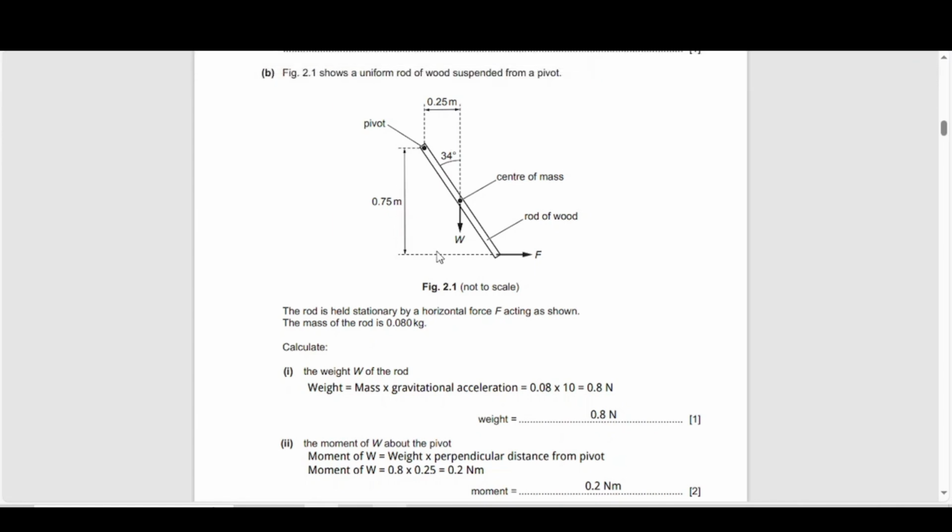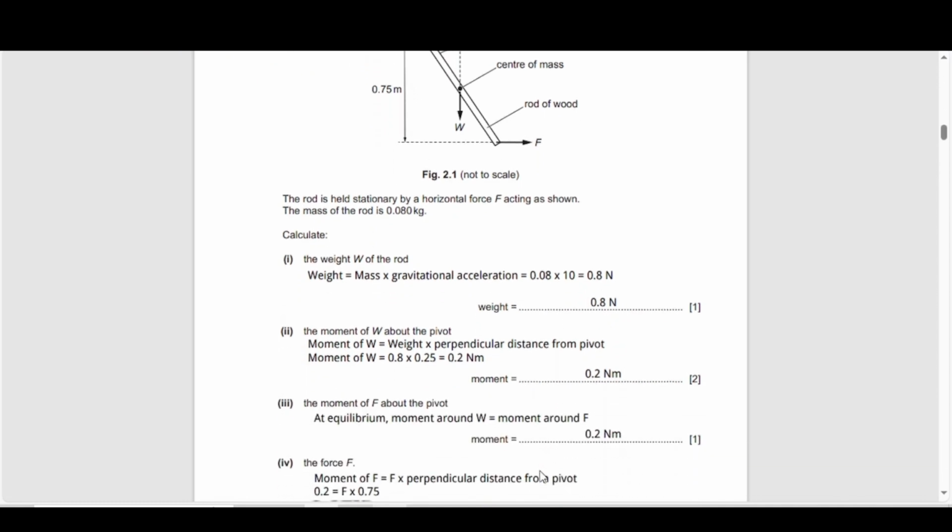But anyway, for the purpose of this question, we know the weight and we know the perpendicular distance from the pivot, so we need to know either one of the two, and we are given one of them. So that's going to be 0.8 multiplied by 0.25, which gives me a value of 0.2 newton meters. So that is the moment.